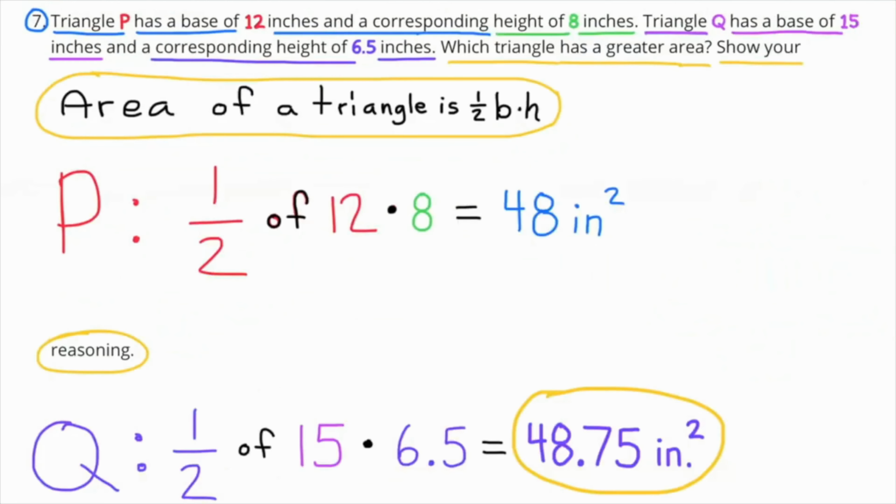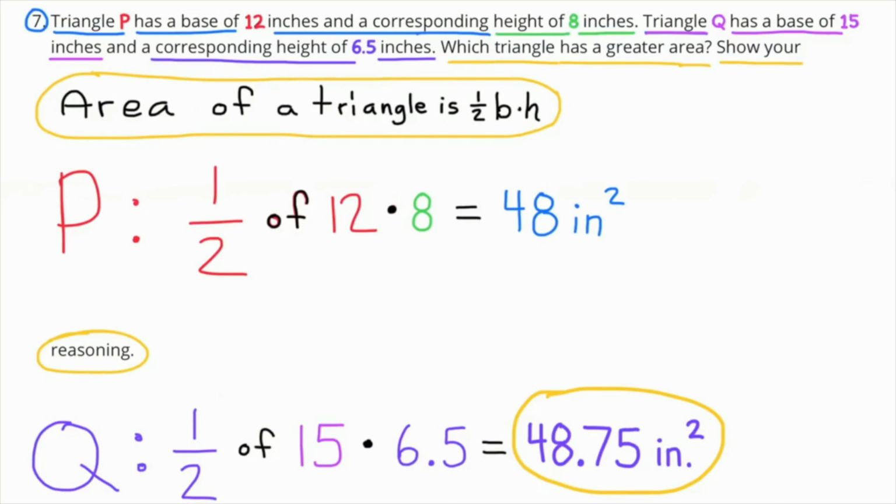Number 7. Triangle P has a base of 12 inches and a corresponding height of 8 inches. Triangle Q has a base of 15 inches and a corresponding height of 6 5/10 inches. Which triangle has a greater area? Show your reasoning. Remember, the formula for an area of a triangle is half the base times the height.